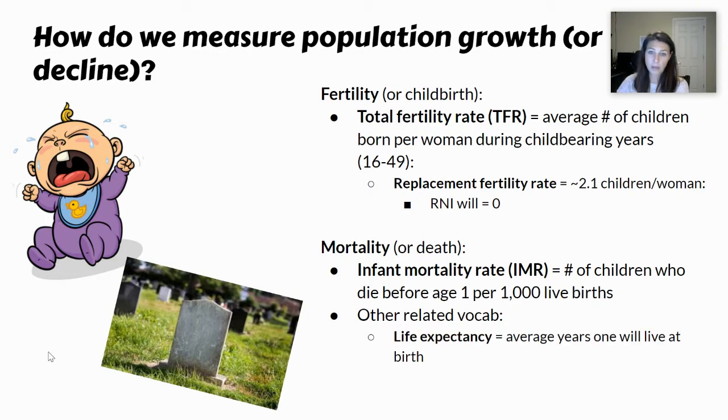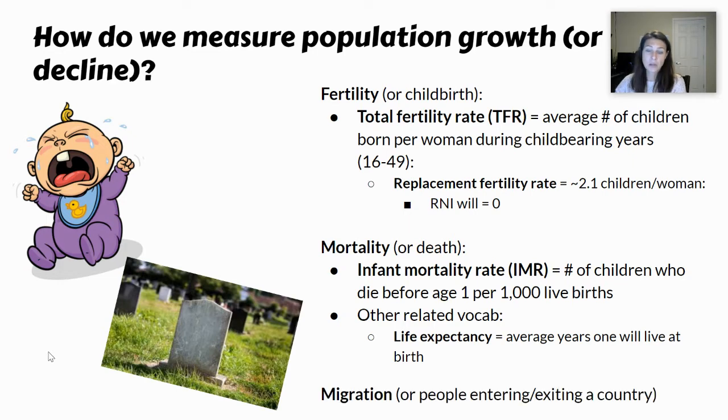Other related vocabulary to mortality is life expectancy. So you can look at how many people in a population are dying versus how long people are living. Because if people are living longer, then you're going to see population increase as well. But you're also going to see higher death rates, which is kind of weird because when you have a really old population, it means that your death rate is higher because the majority of your population is old. So again, we'll talk more about this when we look at population pyramids.